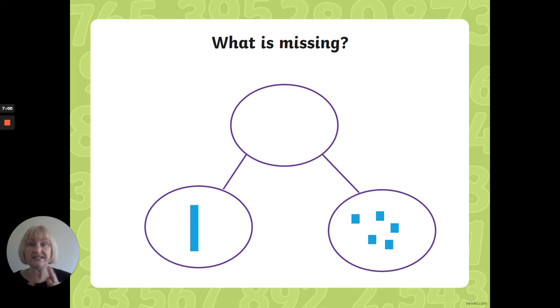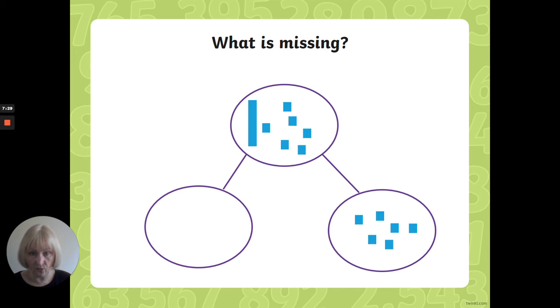Okay, so we can see the two parts. We can see a 10. We can see 5 ones. 10 and 5, 15. You could draw it. You could write the number. You could write the number word. What's missing this time? A 10 and 2. A 10 and 2 more. 12. Well done. Okay, we've got the whole.